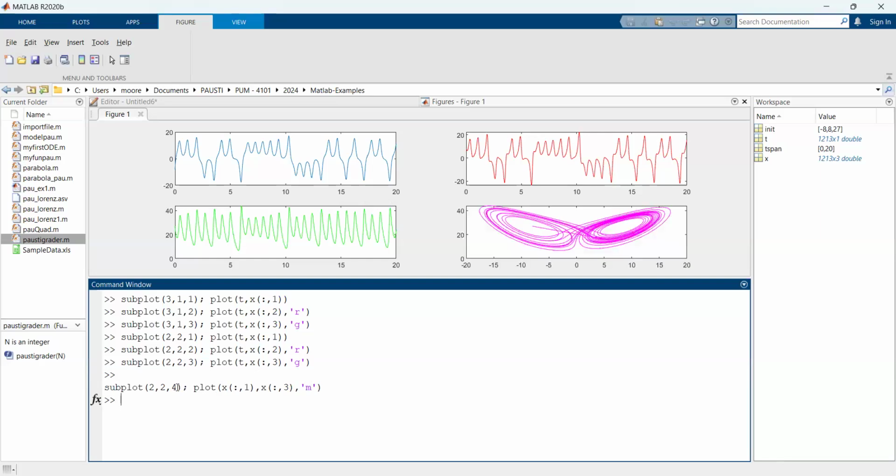So you see, this is how you plot. You can do several plots on one figure, right? This is how we do several plots on one figure.